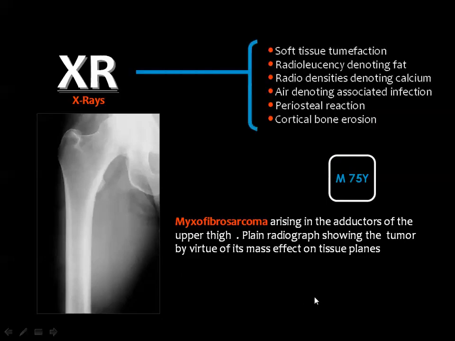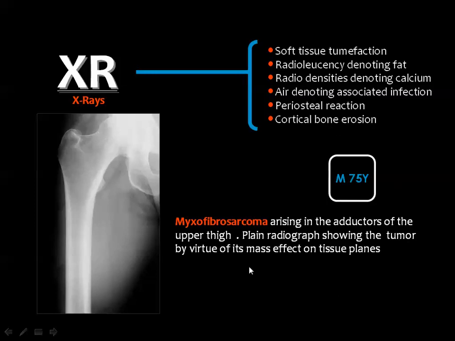And these are the roles, or the values, of the X-rays. They may show some soft tissue tumefaction. They may show radiolucency denoting fat density of the lesion, and some radiodensities denoting the presence of calcium, which is an important factor for the differential diagnosis. Also, the detection of air may indicate the presence of superadded infection. Then there are the changes in the adjacent bone, like periosteal reaction and sometimes cortical erosion.